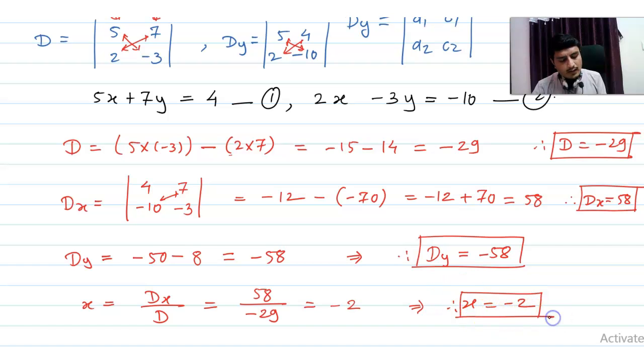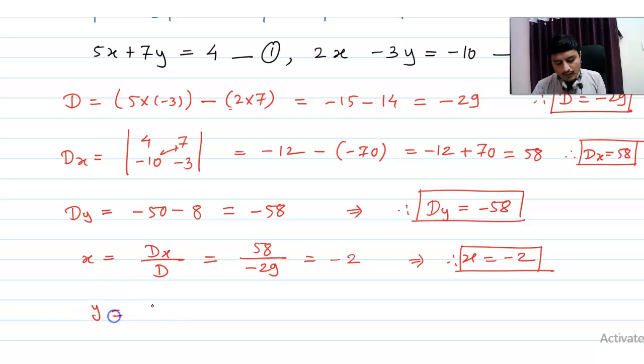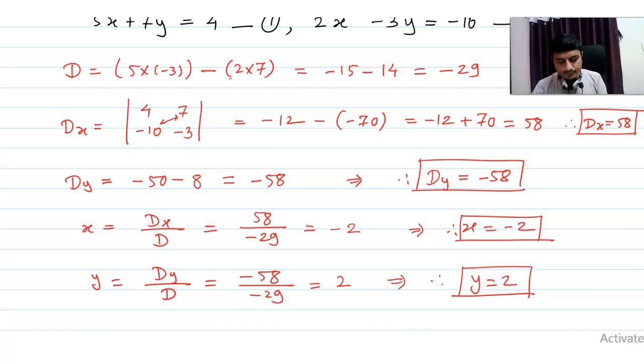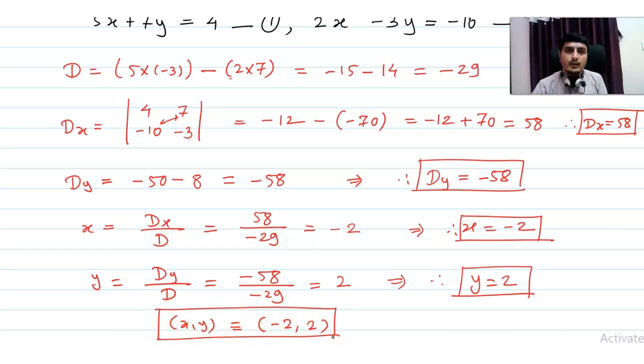Now to evaluate the value of variable y, we have the formula as per Cramer's rule, Dy divided by D. Dy value we have minus of 58, while D value we have minus of 29. Minus minus plus, 29 ones are 29, 29 2s are 58. So the value of variable y we have a 2. So the solution of the given simultaneous linear equations in two variables, we have x comma y of the form, value of x is minus 2, value of y is 2. So that is minus 2 comma 2.